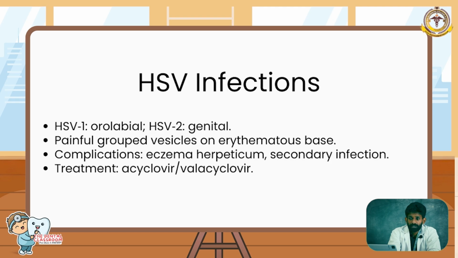Herpes simplex virus. It is of two types, the HSV1 type which is usually orolabial and the HSV2 type which is genital. The transmission is by direct contact or through the secretions. Recurrent vesicular lesions on an erythematous base are usually seen. The complication is the patient may present with eczema herpeticum and secondary bacterial infection in these lesions. The treatment of choice is acyclovir and valacyclovir.